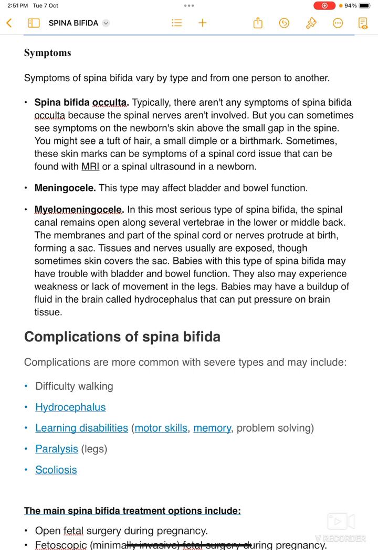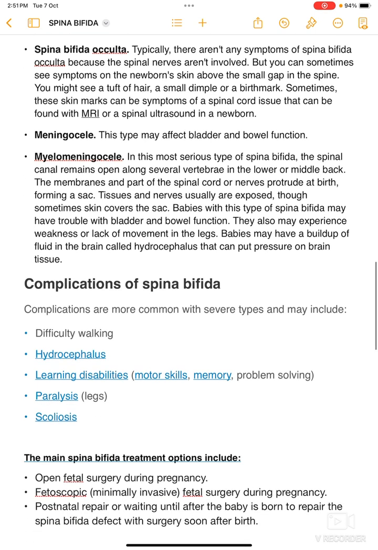Second is meningocele. This type mainly affects bladder and bowel functions. Talking about the third type, myelomeningocele, it is a serious type of spina bifida. The spinal canal remains open along several vertebrae in the lower and middle back. The membrane and a part of the spinal cord or nerves protrude at birth, forming a sac. Tissue and nerves are usually exposed, though sometimes skin covers the sac.